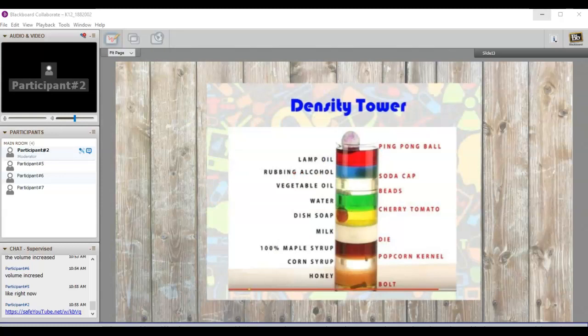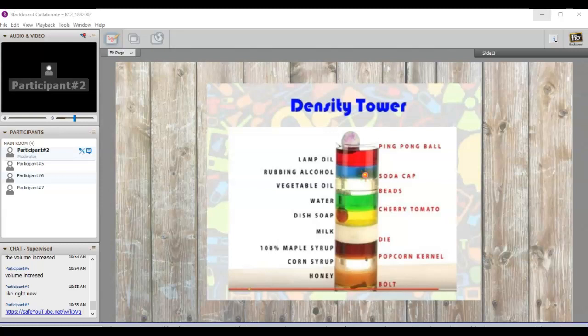All right, so here we are looking at the layer of different liquids, and then some solids were added in as well. So I'm going to go through this part fairly quickly. I don't want to run too far over time. But you've got a ping pong ball. This is lamp oil. This blue is rubbing alcohol, and they colored it with food coloring. There's a soda cap floating in there, if you can see that. Vegetable oil, there's some beads in there. They colored the water green so that you could see the layer change.